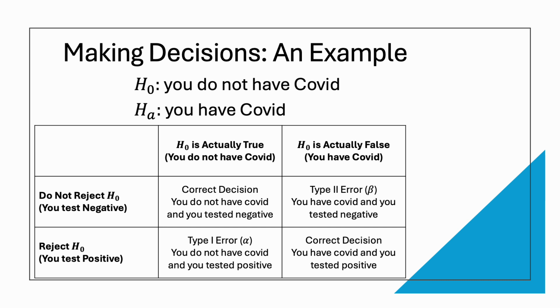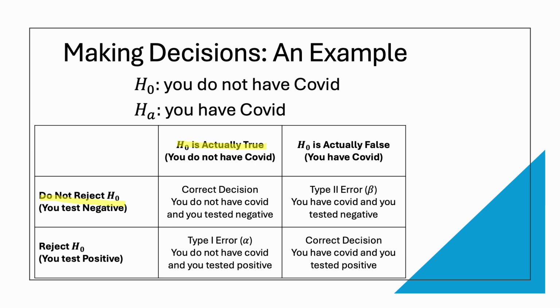So what do these things mean? If we do not reject the null hypothesis, that means your COVID test was negative. If we do reject the null hypothesis, that means you tested positive. The null is actually true. That means you do not have COVID. Regardless of what the test says, in all actuality, you don't have COVID. You have a cold, an upper respiratory infection, bronchitis, the flu, anything else that could be making you feel the way you feel, allergies, who knows what.